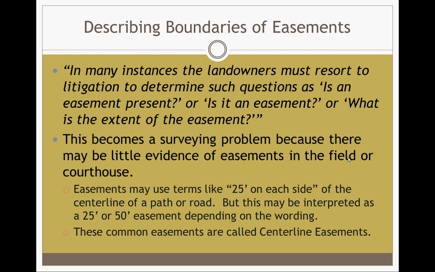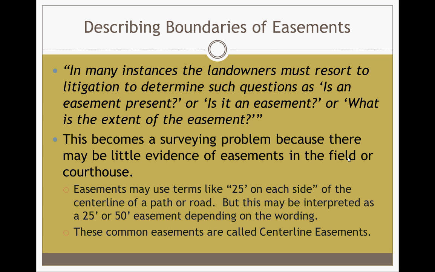Now, in many instances, according to your textbook, the landowners must resort to a litigation in order to determine such questions as, is an easement present, or is it an easement, or what is the extent of the easement? Now, the surveying problem becomes apparent when there's little evidence of easements in the field or in the courthouse. When there's little evidence to go around, then it's more difficult to really see where the easement's supposed to be, or exactly what the wording of the easement needs to be.